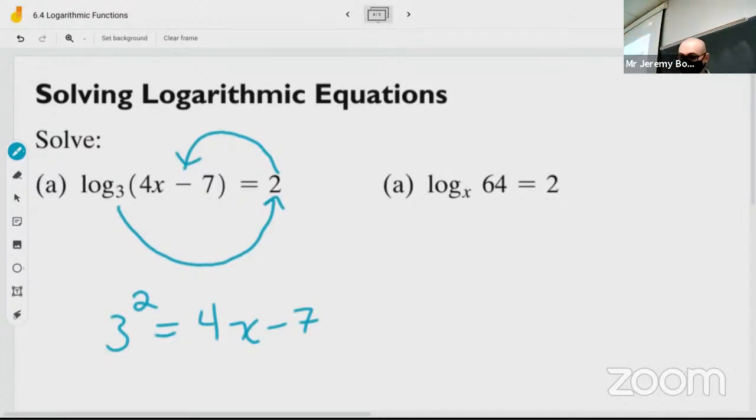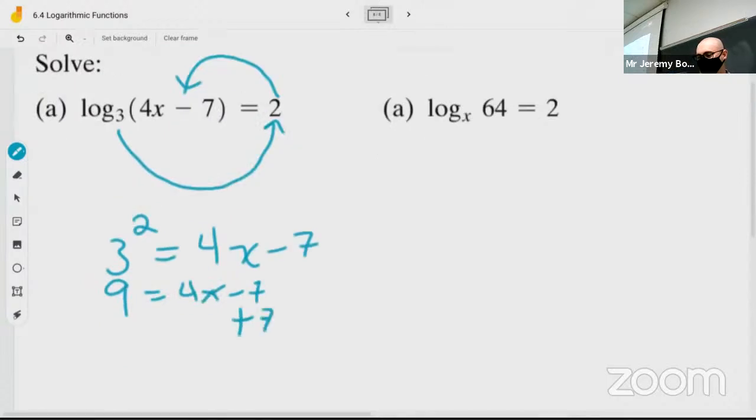Can we solve that? Yeah. That's not too bad, huh? So 3 squared is 9. So 9 equals 4x minus 7. And then we're going to what? We're going to add 7 to both sides.